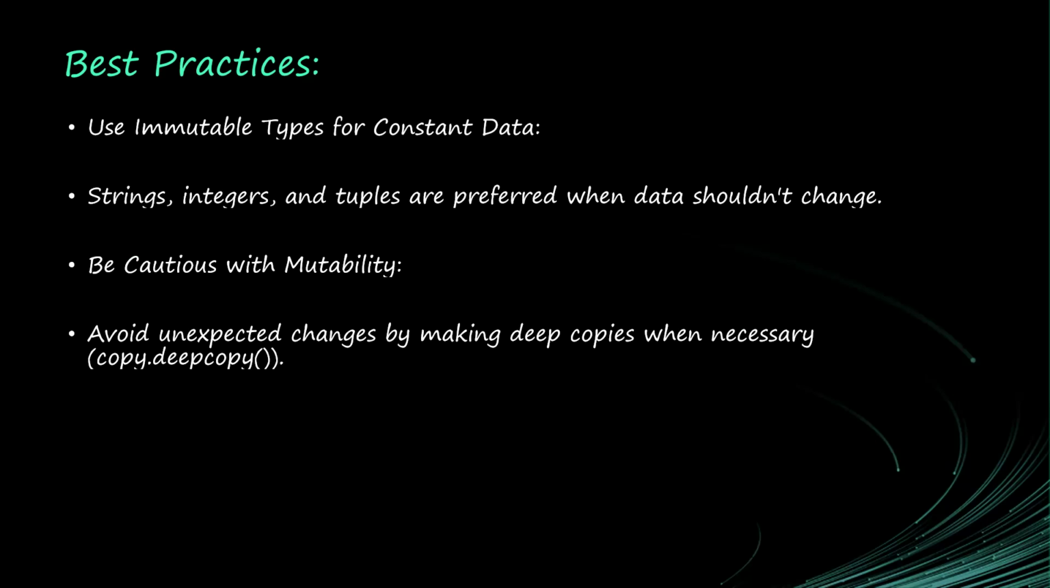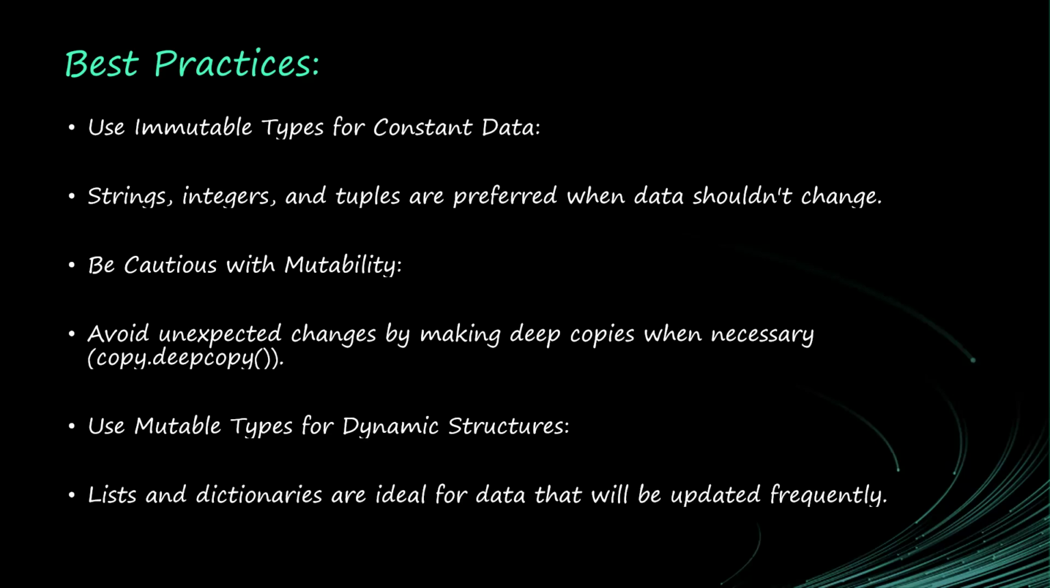So in the next session, we'll talk about shallow and deep copying of lists. Basically, that is the reason why we have to teach you primitive and reference types, so that you understand the session on shallow and deep copying. So use mutable types for dynamic structures. Lists and dictionaries are ideal for data that will be updated frequently. When you have data that will not be updated frequently, use tuples, strings, integers, floats, and booleans, okay?